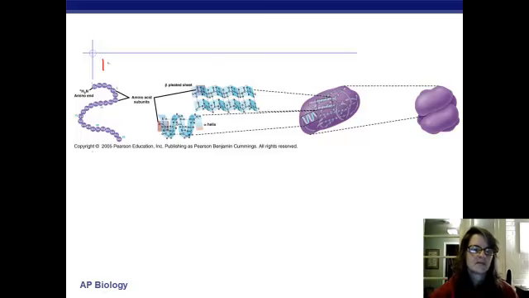This is reminding you of primary, secondary, tertiary, and then quaternary structure, where we fold that protein, and if you don't remember that, you might need to go back to your biochemistry unit.